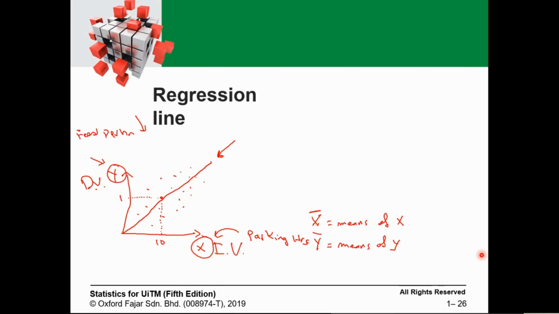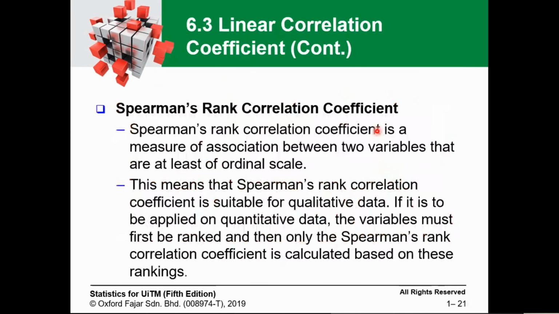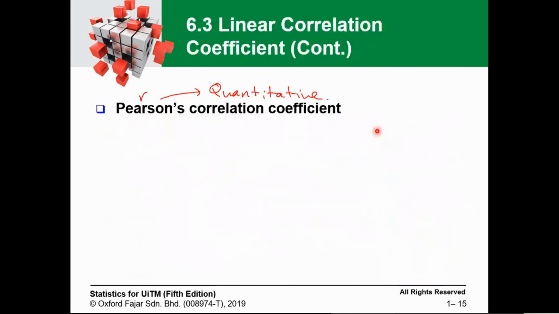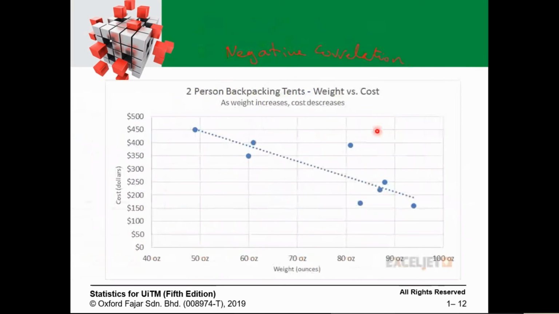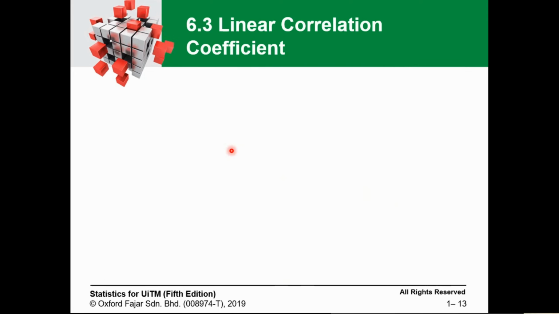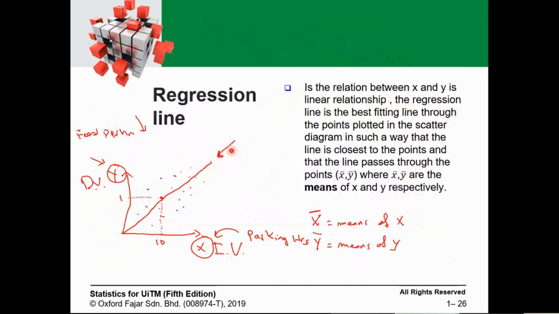The last thing we want to study is the regression line. This is the regression line. Do you remember the first thing I drew here in the scatter diagram? This is the line moving through most of the observations. This line we call the regression line. The regression line is the relation between x and y, a linear relationship.